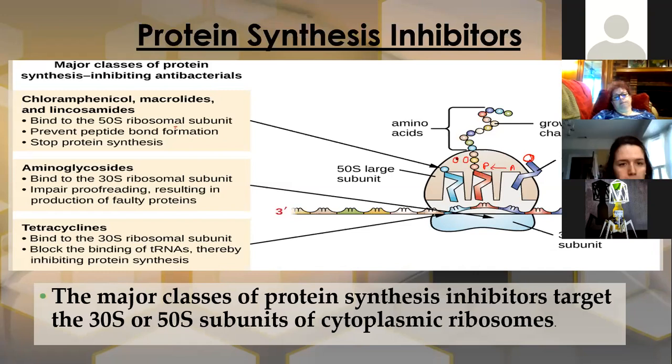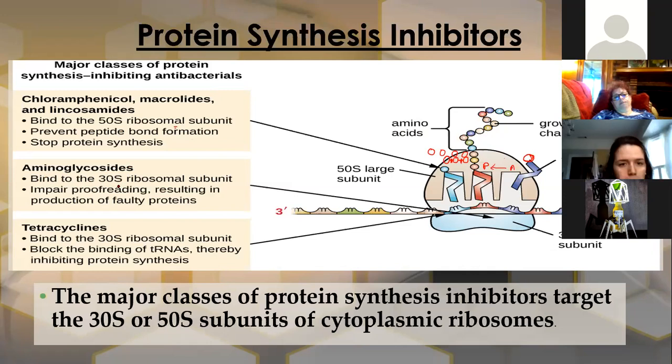Now the 50S subunit of the ribosome actually makes the peptide bond between the amino acids, and that's how it makes a polypeptide chain. This group of antibiotics, chloramphenicol and macrolides, don't allow that peptide bond to be made, so all the amino acids remain loose. They are not interconnected with each other, which means they cannot make a polypeptide chain, which means they cannot make a protein.